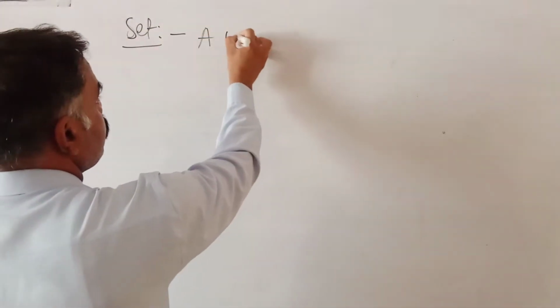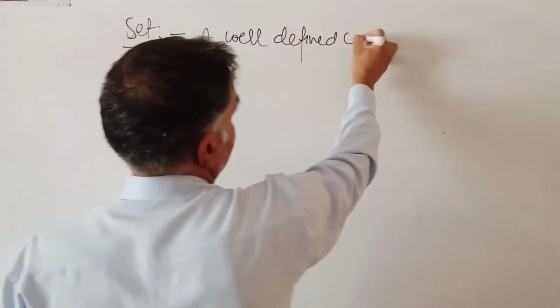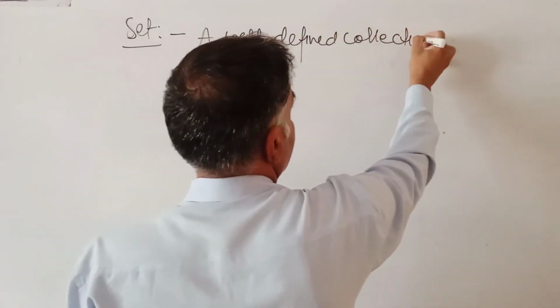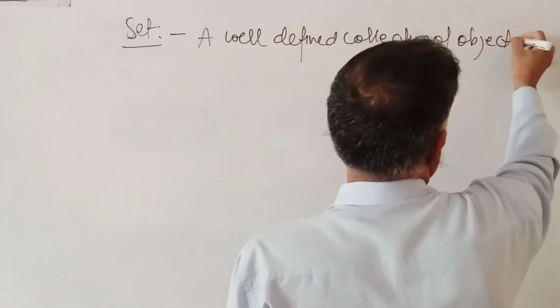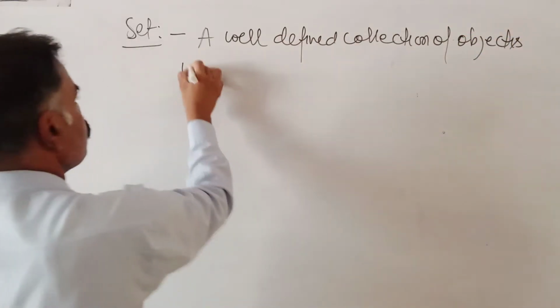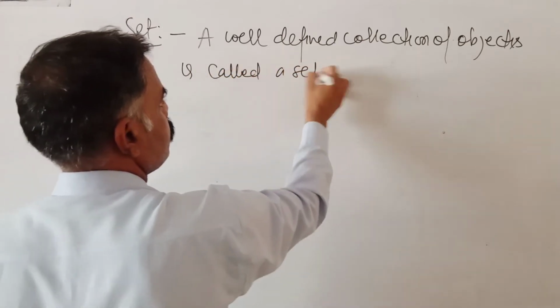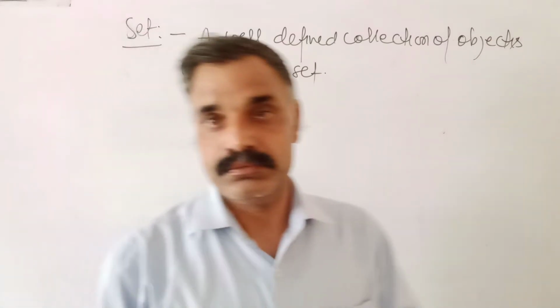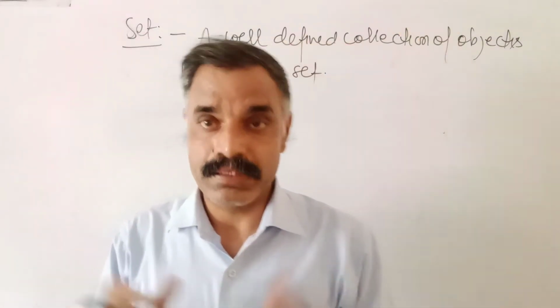So what is the definition of the set? A well-defined collection of objects is called a set. So a set is a well-defined collection.